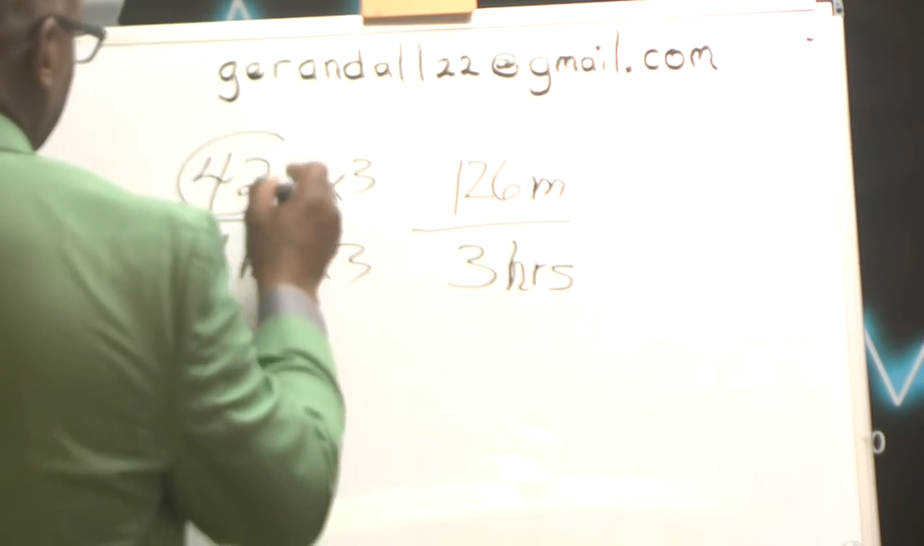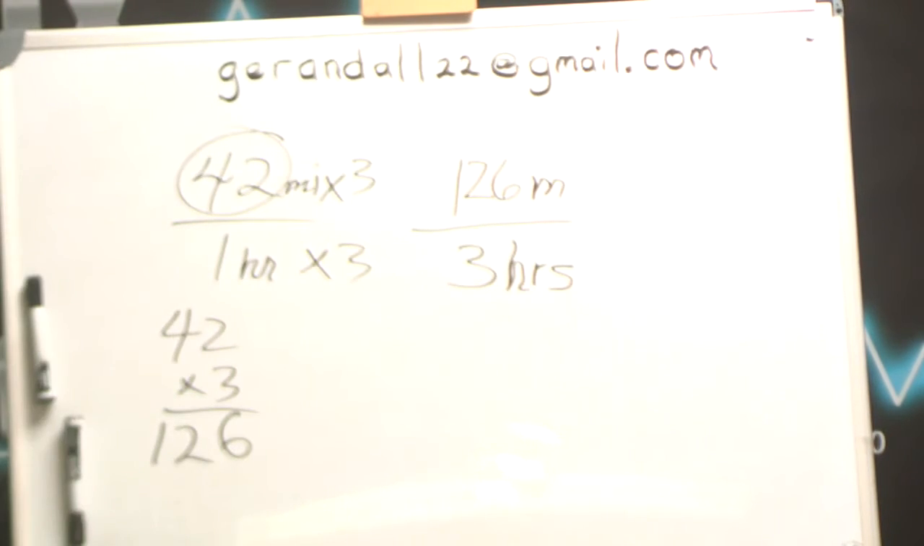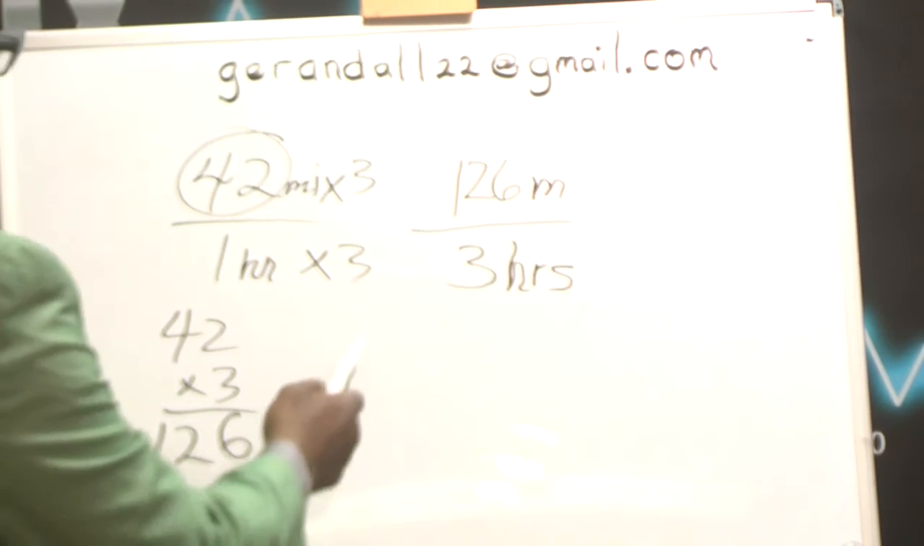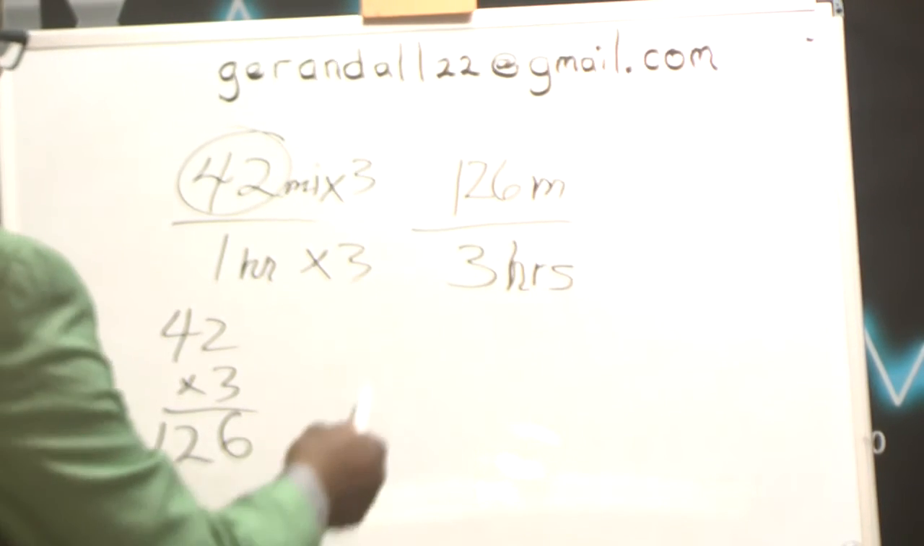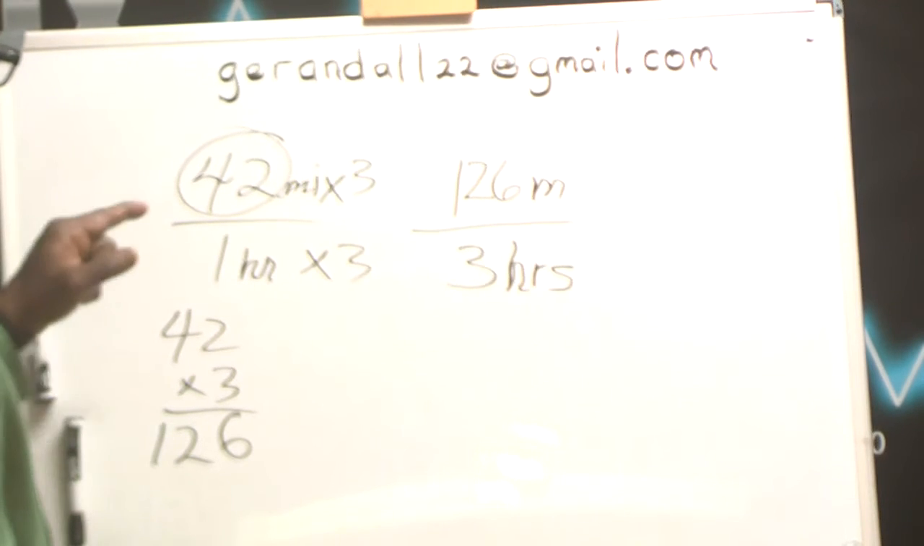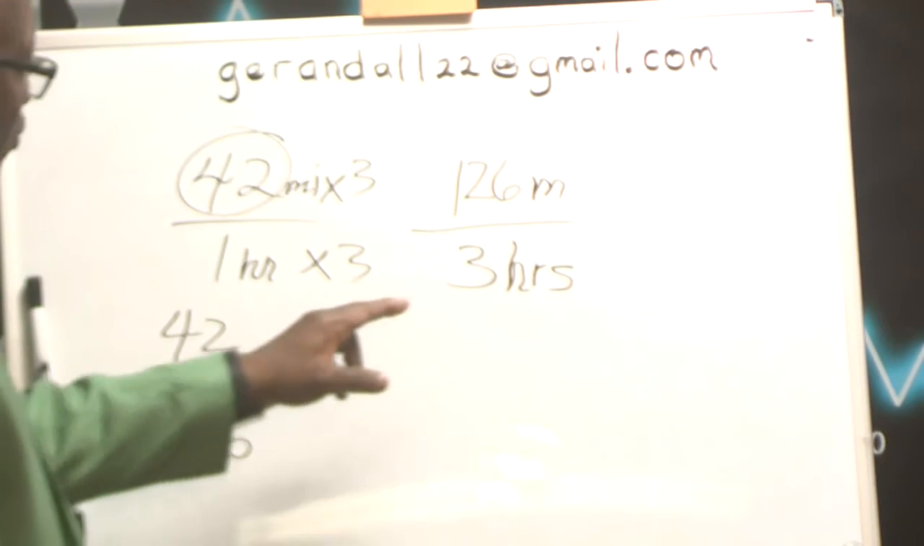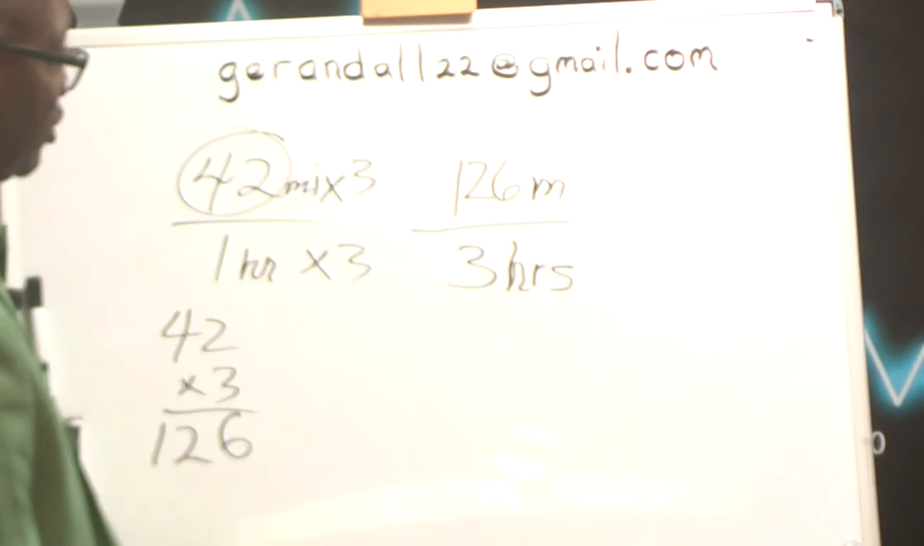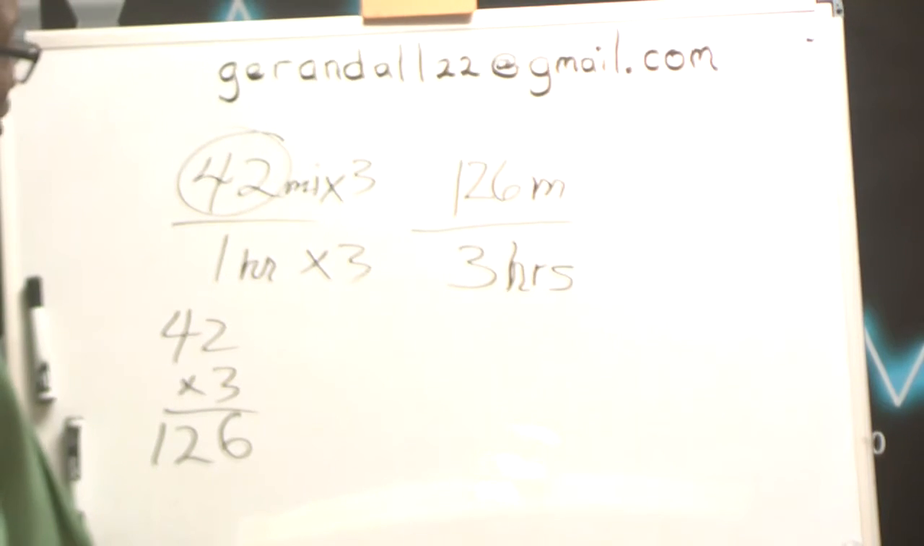So if we stay at this steady speed, 42 miles per hour, in 3 hours, we're going to travel 126 miles. That's a rate. 42 miles per hour. The question was, how far will we travel in 3 hours? And in this case, 126 miles.